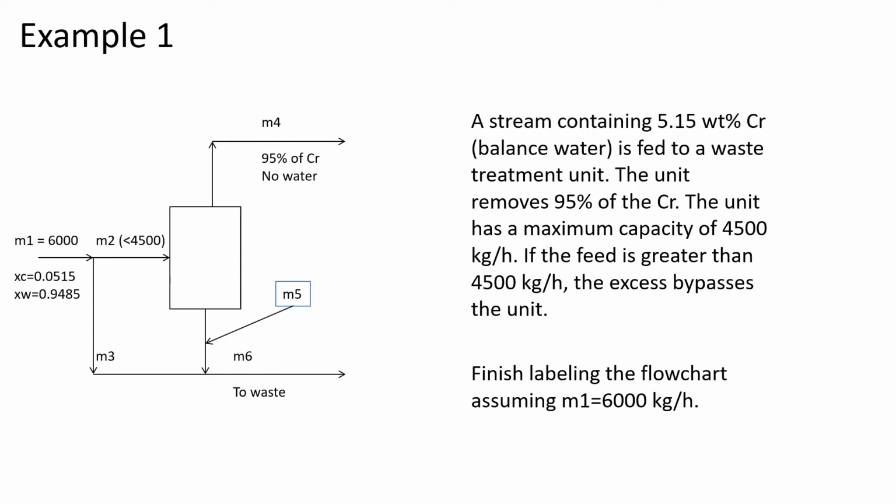What we're going to do is finish labeling this flow chart, assuming that the inlet flow rate to the overall process is 6,000 kilograms per hour. Note that the 6,000 that's coming in, that's the flow rate associated with stream M1, is greater than 4,500, and so we can't send all of this to the waste treatment unit. A portion of this will have to be sent as a bypass stream around it and then mixed with the waste stream from the unit. The unit here, as you can see, produces a stream out the top, which is our recovered chromium, as well as a stream out the bottom, which will go to the waste, to wherever waste disposal we have, and that stream that comes out the bottom is mixed with what fraction of the feed that we can't treat.